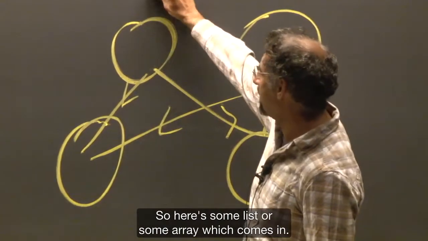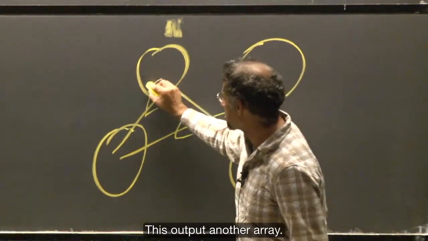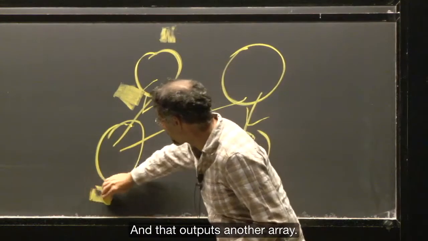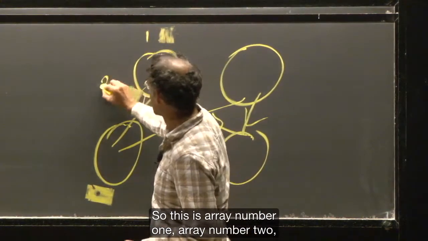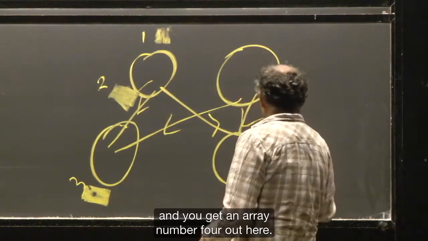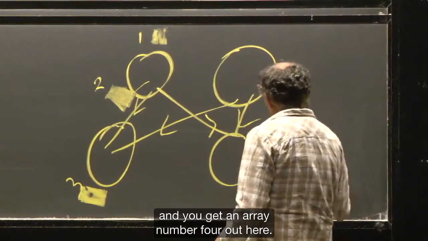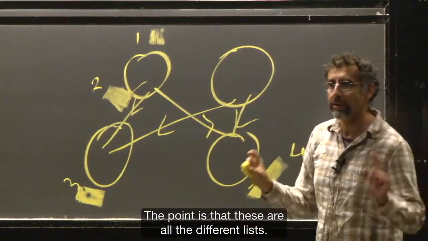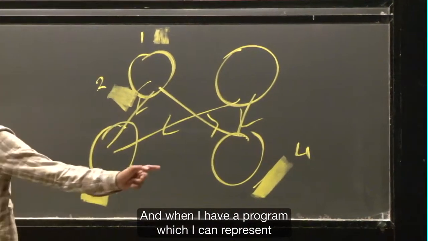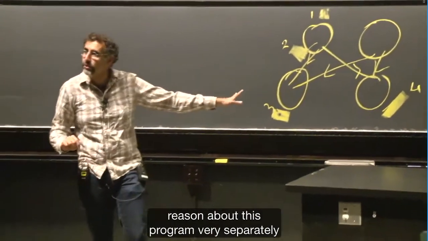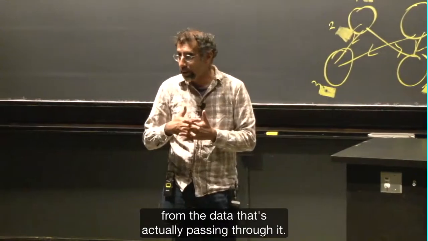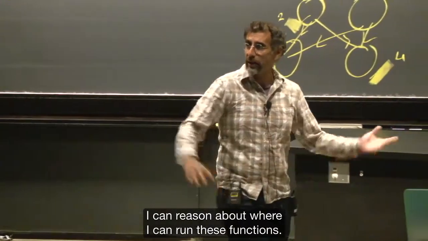So here's some list or some array which comes in. This outputs another array. That array is thrown in over here, and that outputs another array. So this is array number 1, array number 2, array number 3. This array number 2 over here gets sent here, and you get an array number 4 out here. The point is that these are all different lists. And when I have a program which I can represent as a graph like this, I can actually reason about this program very separately from the data that's actually passing through it. I can reason about where I can run these functions.